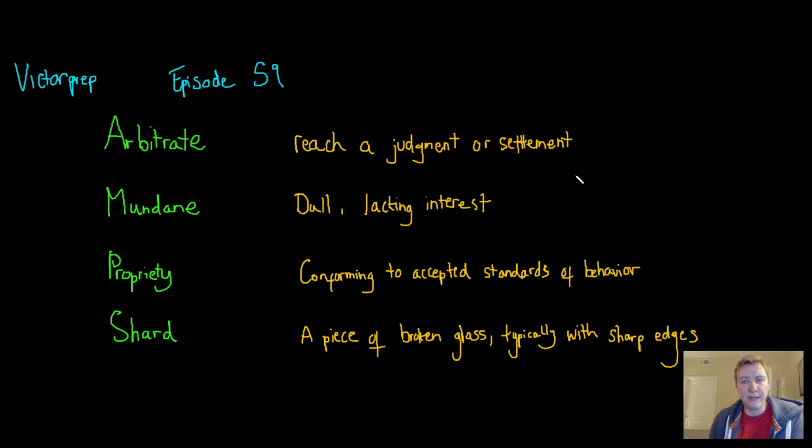We have propriety, and that is conforming to an accepted standard of behaviour, like being quiet in a church, behaving with respect in a courtroom. And we have shard, which is a piece of broken glass, or it could be broken pottery or ceramic or stone or metal, but very often when you hear shard, it often refers to glass. Typically it has sharp edges.